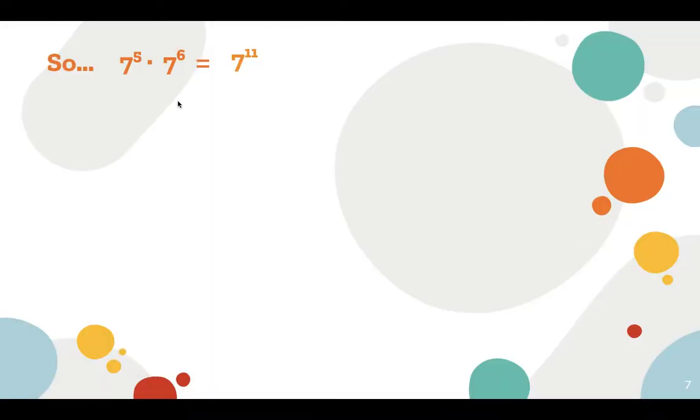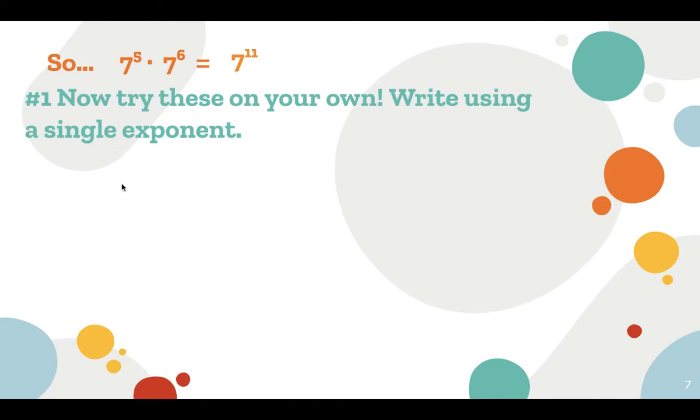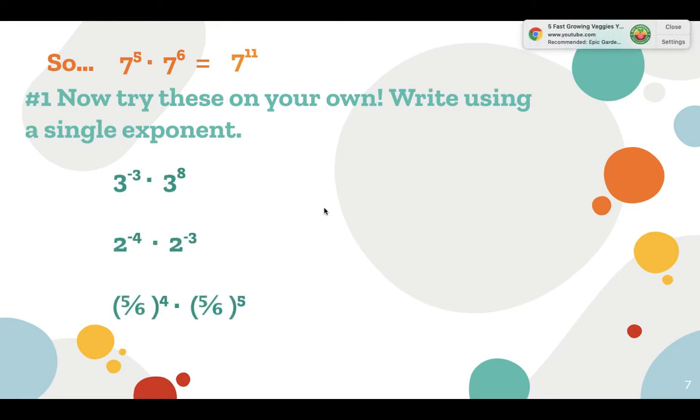So if we said 7 to the 5th power times 7 to the 6th power equals 7 to the 11th power, what we're doing is we're going to add our exponents. 5 plus 6 is 11. So now we want you to try these on your own, right? Using a single exponent, similar to what we just did here. All right, why don't you try these? Pause it. We'll come back and get our answers.